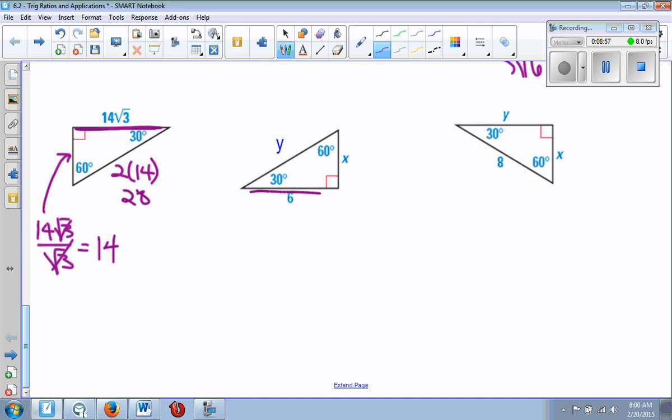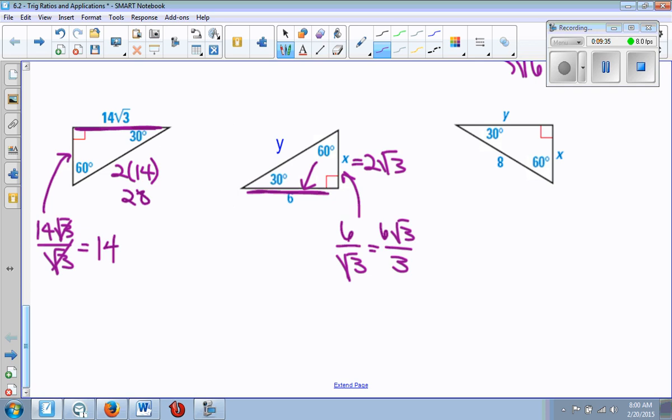In the next problem, the 6 is again the long leg because it's across from the 60. So if I want to go backwards to the short, I have to take the long and divide by root 3. Going forwards from the short leg is multiplying, so going backwards we're dividing, not multiplying. Now with our study of roots, we know root 3 in the denominator is not acceptable. So if we rationalize, we get 6 root 3 over 3, which gives me a final answer of 2 root 3.